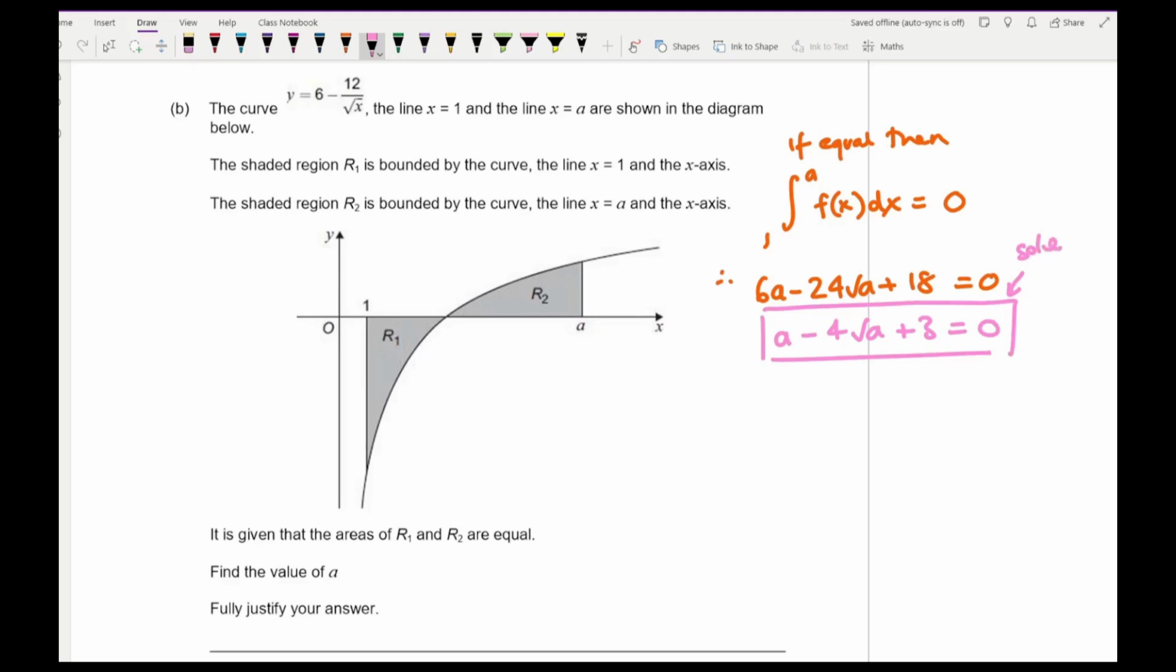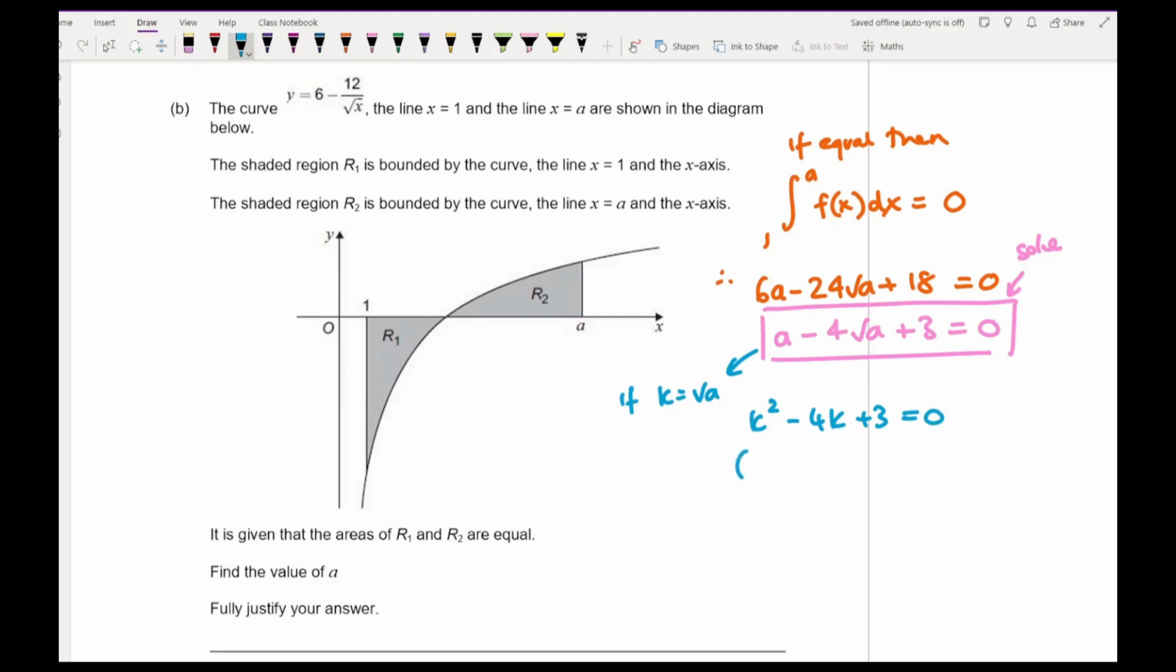Now the problem with this is that although it kind of resembles a quadratic, it doesn't actually look like one. And again, because you're not seeing a power, what do we do? Well, if I let k equal root a, let me use a different colour, so let's get rid of the orange, let's use blue. So here, if k equals root a, then this is going to be k squared minus 4k plus 3 equals 0. And here now what we've got is our quadratic.